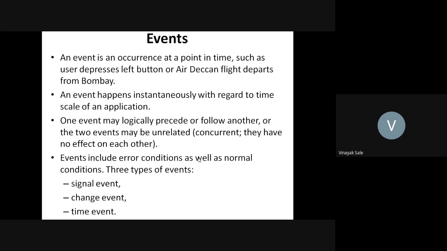scale of the application. One event may logically precede or follow another, or two events may be unrelated, concurrent. They have no effect on each other. Events include error conditions as well as normal conditions. There are three types of events: signal event, change event, and time event.